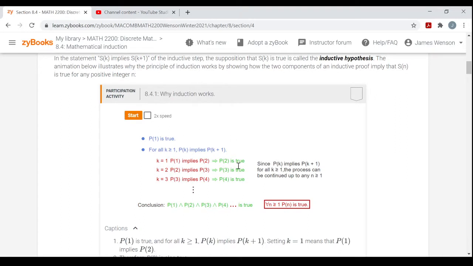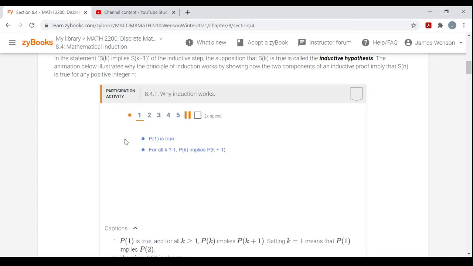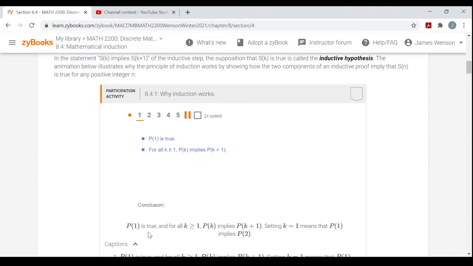Alright, so again, they show you the animation here. Start it, right? So, see, P of 1 is true. And then you've shown that for all positive integers k greater than or equal to 1, P of k implies P of k plus 1 is true. So for k equals 1, if you've shown this is true, which I've said several times now, this implies that P of 2 is true.